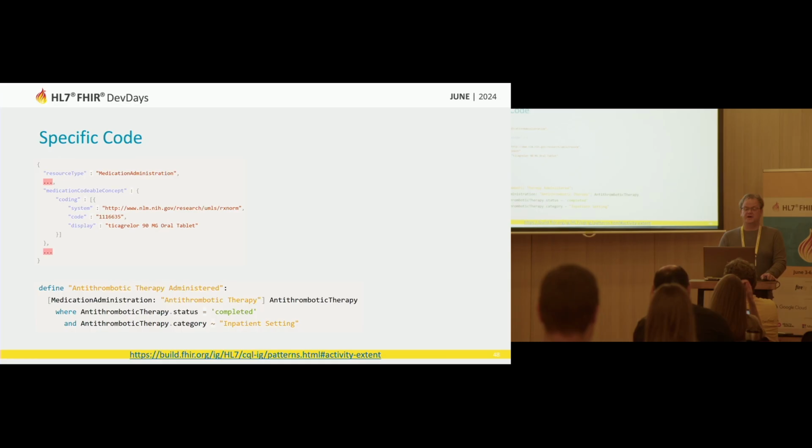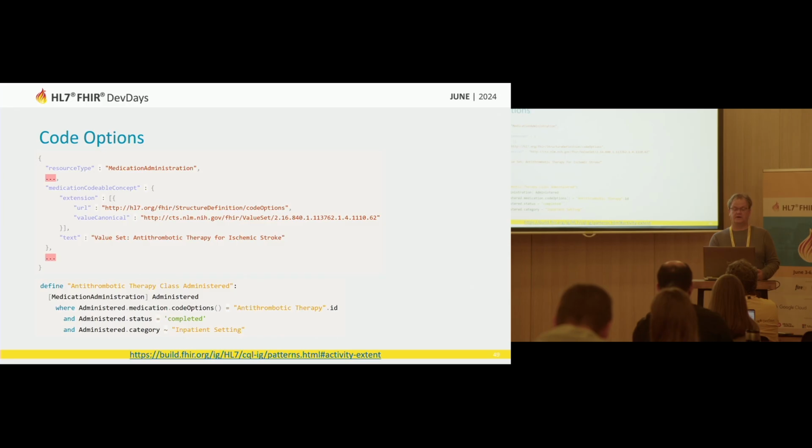All right, so looking at a specific code, this example is medication administration, antithrombotic therapy administered. We are talking about a medication administration where the medication is in this antithrombotic therapy value set. An instance that looks like this with a specific code is just going to have a coding. It's going to say, I'm RxNorm 1116635, and that's ticagrelor. That's a specific code medication administration. For the most part, that's the kind that you're going to see.